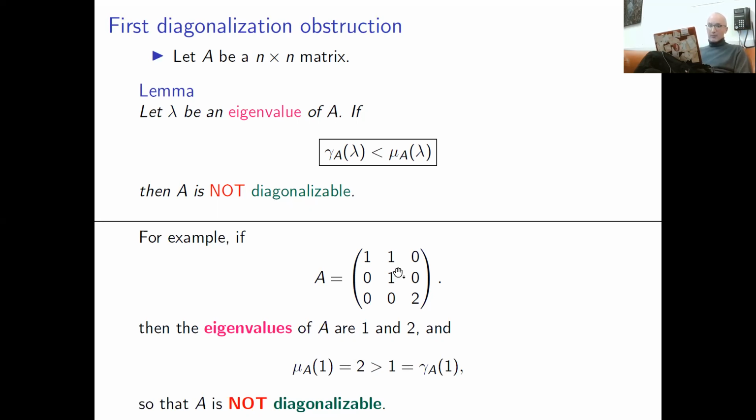So its algebraic multiplicity is 2. You compute its geometric multiplicity. How to do this? You subtract from this matrix A 1 times identity. You get a matrix 0, 1, 0, 0, 0, 0, 0, 0, 1. The rank of this matrix is 2. So by the rank-nullity theorem, its kernel is one-dimensional. The dimension of the kernel is exactly the geometric multiplicity. So it is 1. End of game. A is not diagonalizable. Algebraic multiplicity is strictly larger than geometric multiplicity.